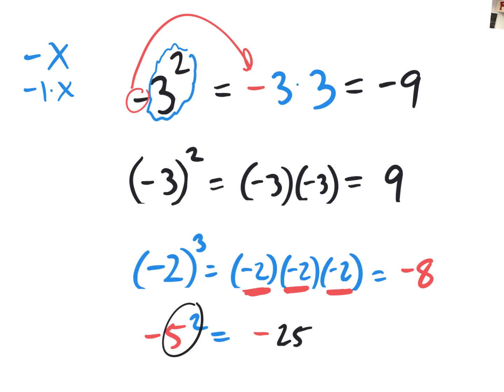When you have parentheses, including the negative on the inside, then the base truly is a negative number. The base truly is negative 2 times negative 2 times negative 2. But if you don't have parentheses, and it's not including the negative on the inside of parentheses, then it's really 3 squared with the negative in the front. It's really a 5 squared with the negative in the front.